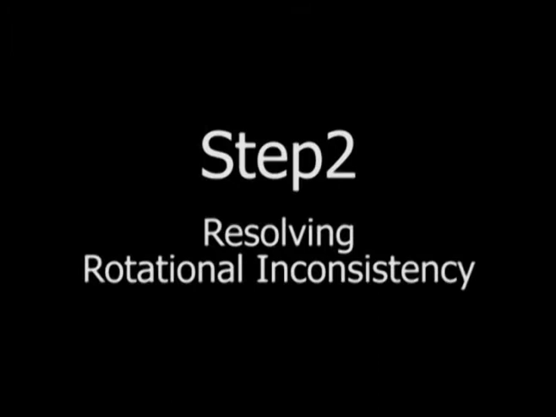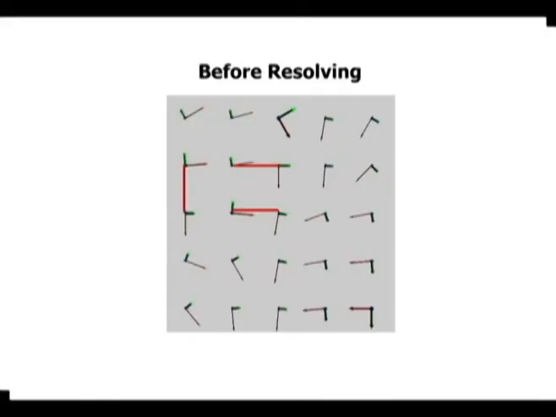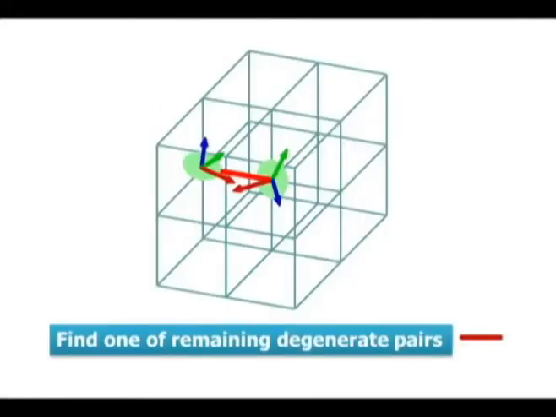Secondly, we resolve the rotational inconsistency associated with the degenerate pairs so that we can consistently interpolate over the tensor samples for later use. In this example, the 3 degenerate pairs have been transformed into non-degenerate ones by changing the direction of eigenvectors. Here, we would like to show how this process will be carried out in 3D cases.